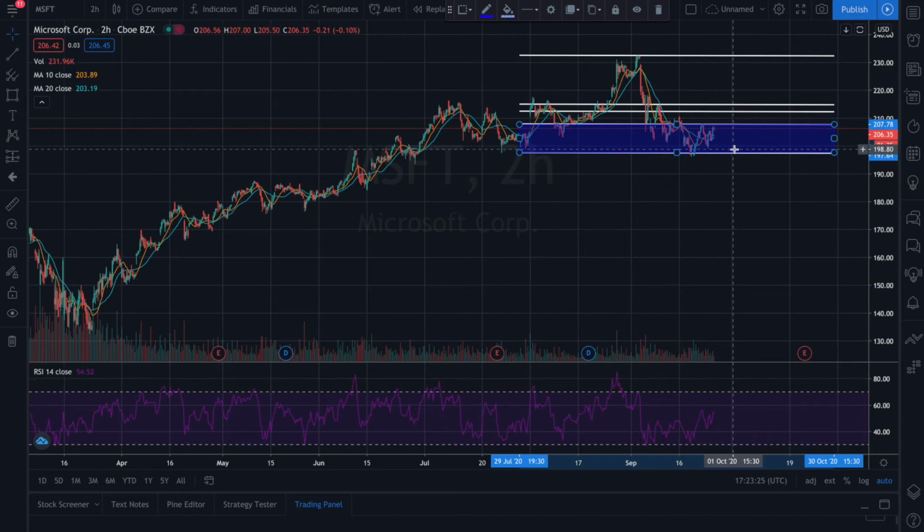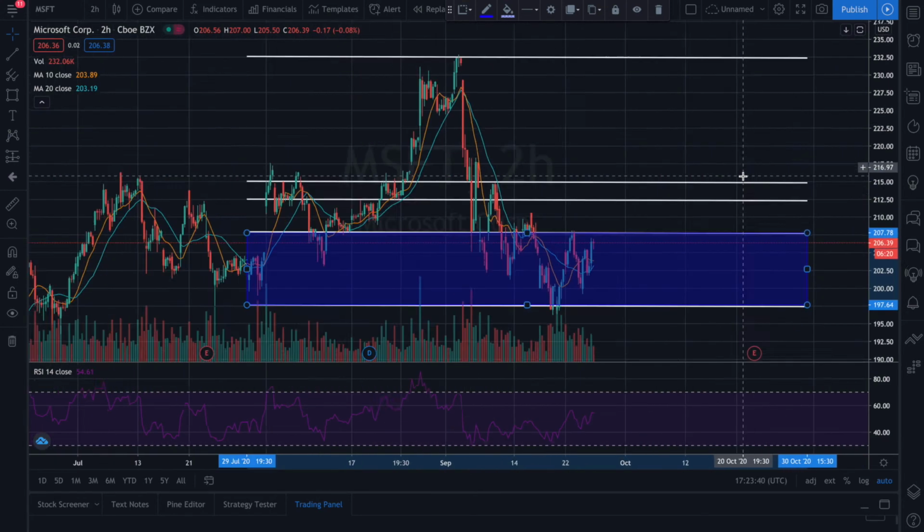So now we have an important support that it needs to hold before the stock completely dies, because now a lot of stop losses and a lot of people who bought the stock up to that point will be selling off and bringing it down to the next significant support of $190 in this case.